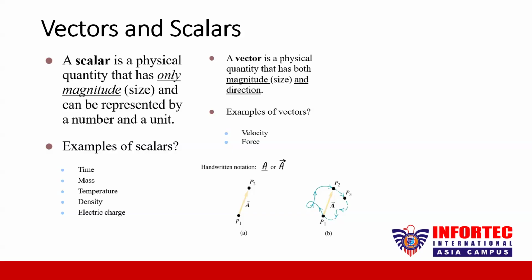A scalar is a physical quantity that has only magnitude. Magnitude means size, and it can be represented by a number and a unit. Then scalars can be represented by a number and a unit, right? Examples of scalars, you can see here: time, mass, temperature, density, and electric charge.